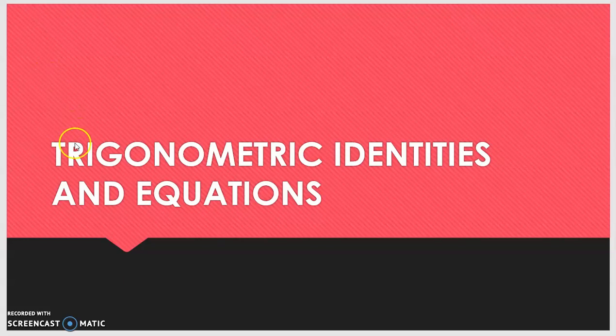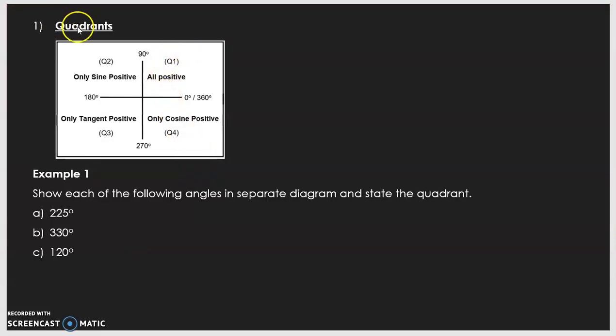In this video, we will look at trigonometric identities and equations. So first we'll look at quadrants. As you all know, from 0 to 360 degrees, we have 4 quadrants: quadrant number 1, quadrant number 2, quadrant number 3, and quadrant number 4.